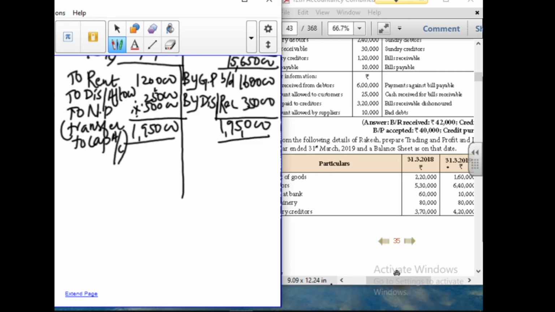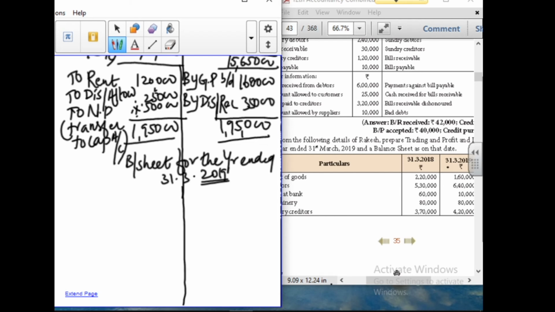Next, we'll find out the balance sheet. So we have to write the heading balance sheet. If the name of the company is given, you have to write it. If not, write for the year ended 31/3/2019. Keep it in mind, don't write it as 18. If it's going to be 18, your problem is going to be entirely wrong. At the end of the year only, you are going to prepare it.